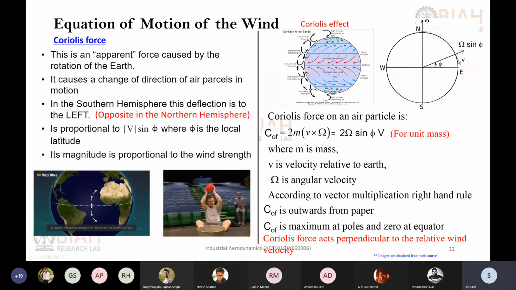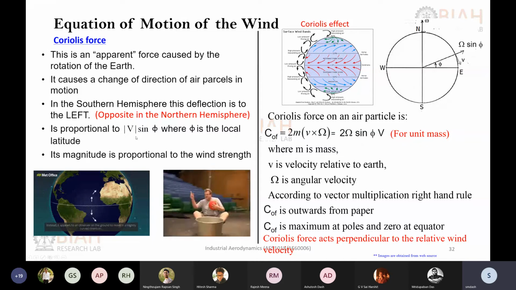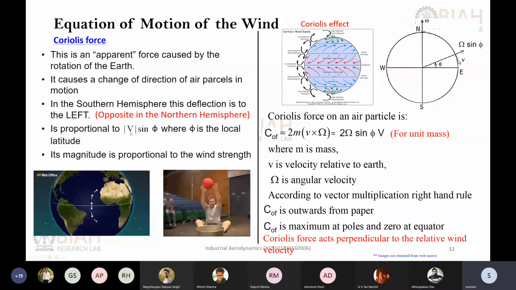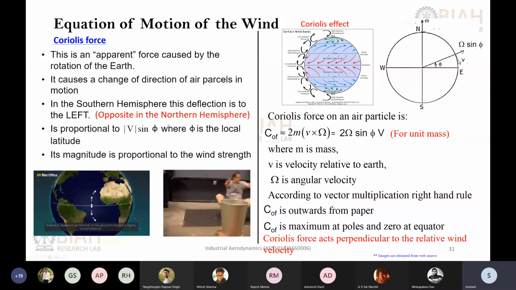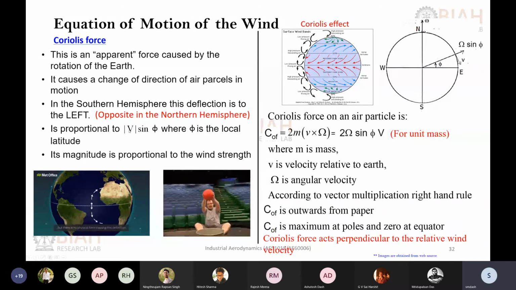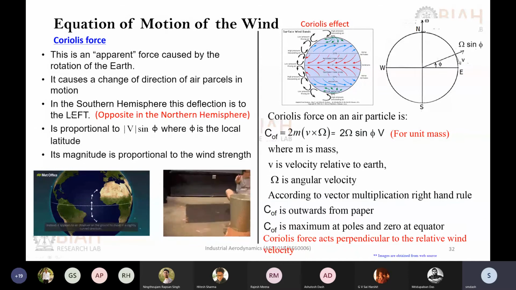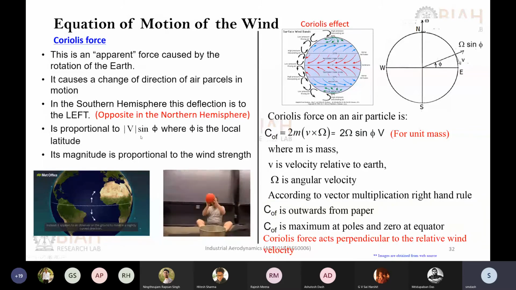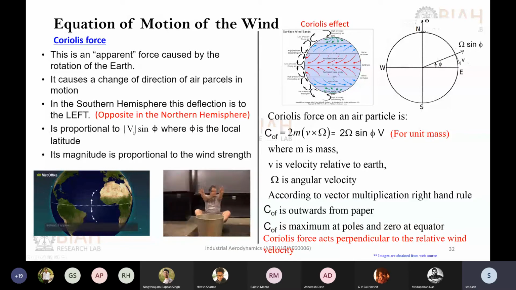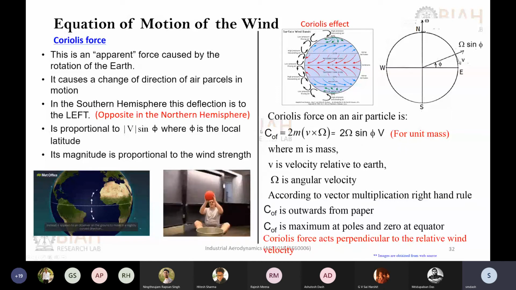Now, this Coriolis force is proportional to V, where V is your relative wind velocity, and phi is your local latitude angle. It also depends on the mass of the air molecule. So the Coriolis force is proportional to these three things. The higher the wind velocity, the higher will be the Coriolis force. Here I have written the governing equation for that.